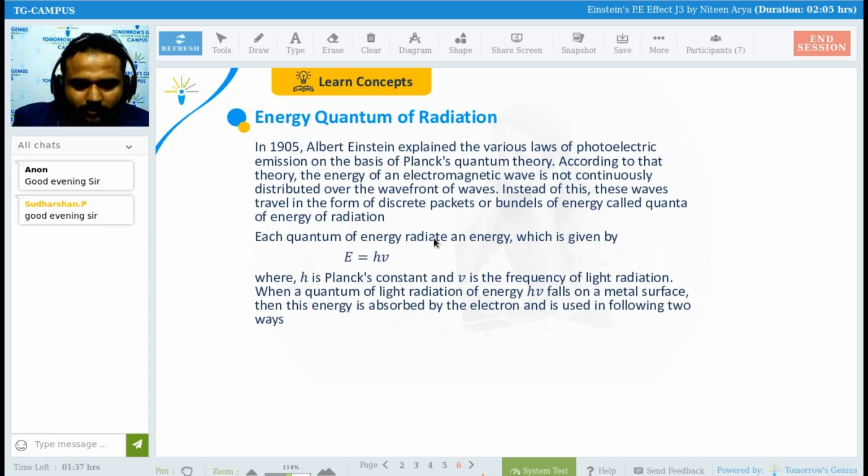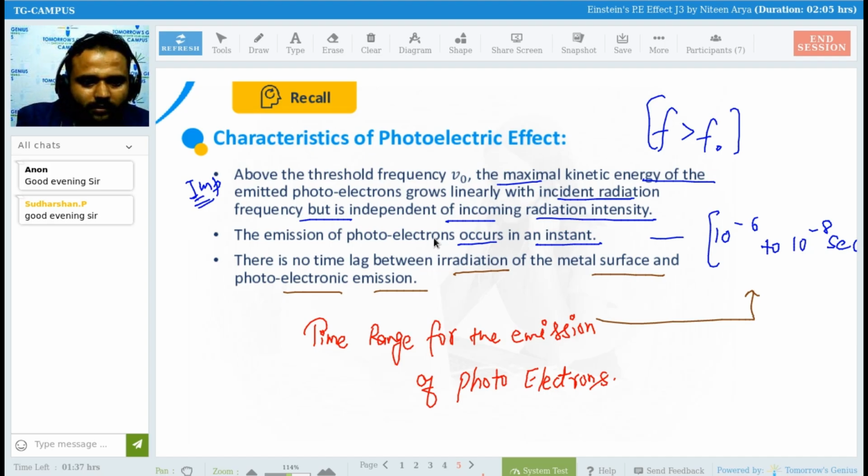What is irradiation? There is no time lag between irradiation of the metal. Irradiation means whatever radiation is going to hit, and this particular radiation is going to give you the photoelectron. That is irradiation.